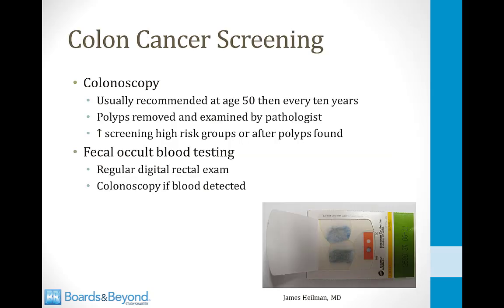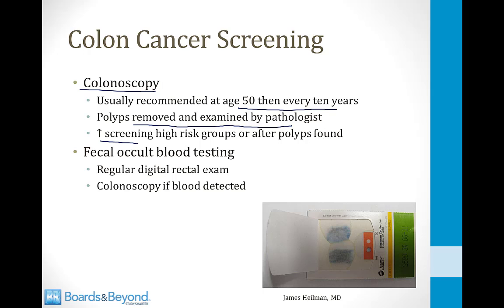And we've touched on this before, but there are basically two methods of colon cancer screening. The first one is colonoscopy. It's usually recommended at age 50 and then every 10 years. Polyps, when they're identified, are removed and examined by a pathologist. And if you identify high-risk polyps, those patients will have increased frequency of screening. So instead of every 10 years, they may need a colonoscopy every 3 years or 5 years.